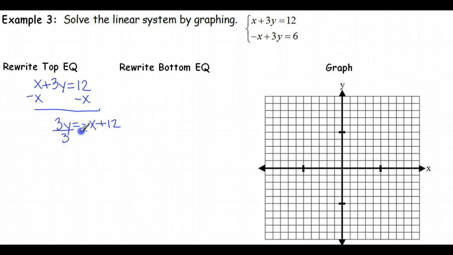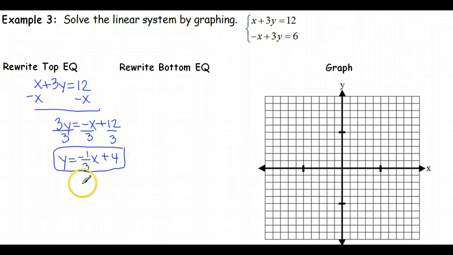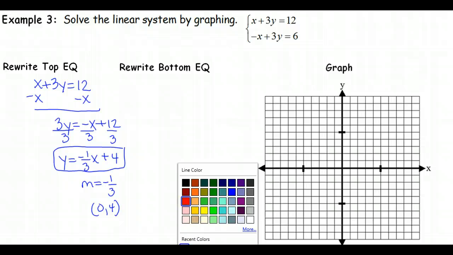Divide everything on both sides of the equation by 3, and we get y equals, remember that a negative x over 3 is the same thing as a negative 1/3 x, and 12 divided by 3 is 4. So this is our new equation, and our slope is negative 1/3 with a y-intercept of 4. All right, let's go ahead now and take a look at the second equation.